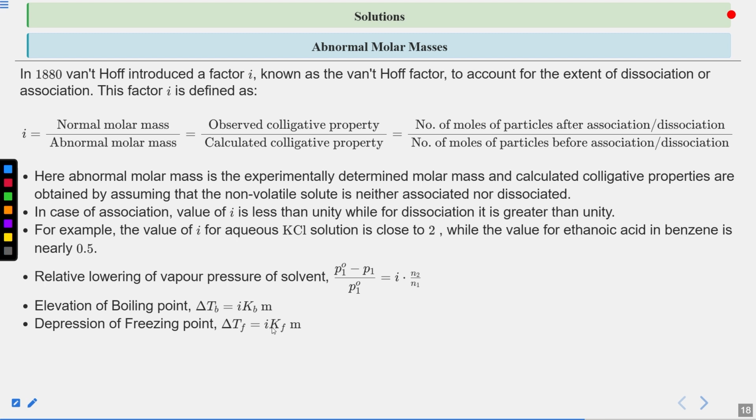For delta Tf, it will be i Kf m. And for osmotic pressure, it will be pi equals i n2 RT by V. So we have just multiplied our initial formulas with i. I hope you are getting this point. If you have a doubt, you can ask it now. With these formulas, it's very easy to understand if you are aware of the previous formulas.